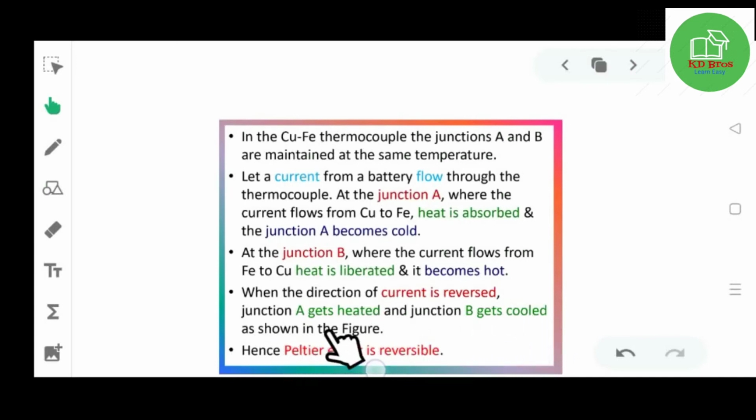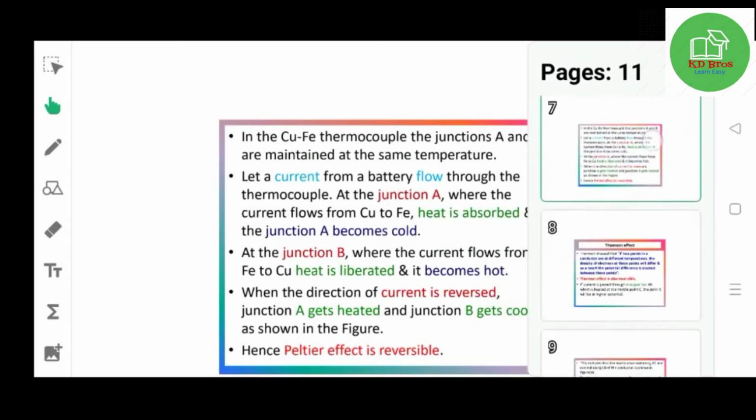Okay, and the Peltier effect is also a reversible process. Okay, we call it reversible.